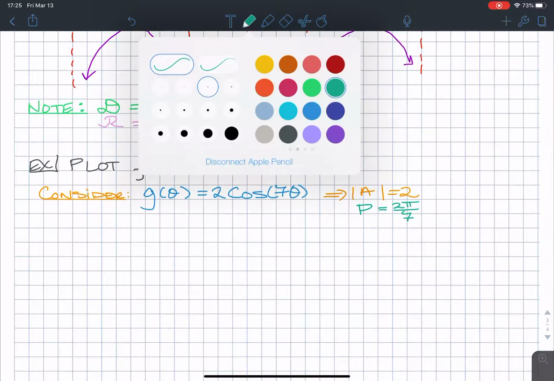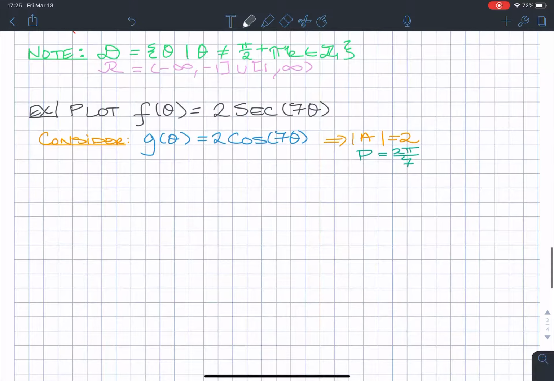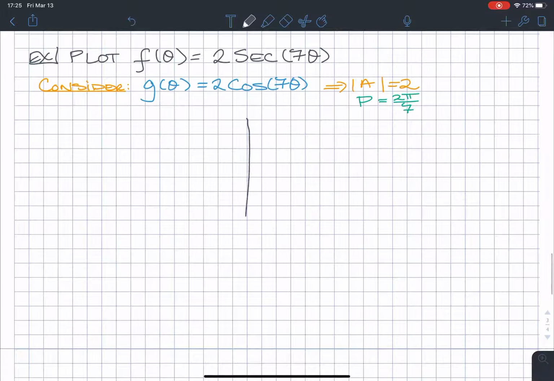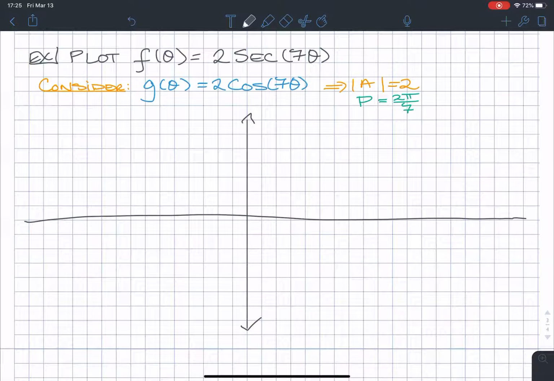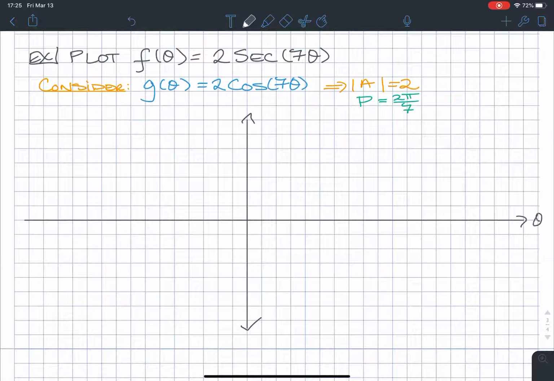Okay, so theta versus f of theta coordinate axes. Theta is the horizontal, f of theta vertical. So we have 1, 2, 3, 4 parts going forward, and 1, 2, 3, 4 parts going backwards. My amplitude is 2.